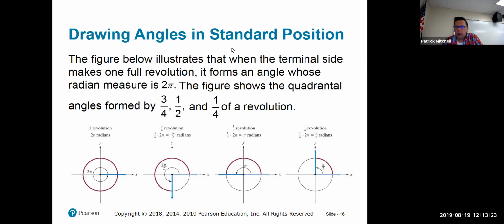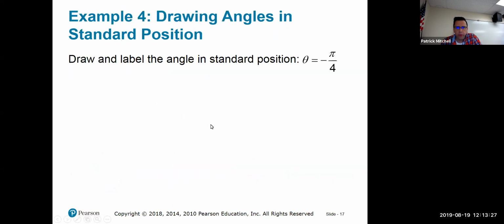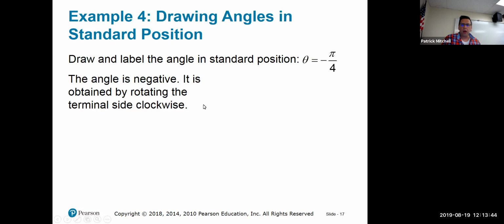Okay, all right, let's see. A few examples here. They want me to draw and label the angle theta equals negative pi over 4 in standard position. Remember, standard position means the initial side along the positive x-axis. This is a negative angle, which means we're going to rotate clockwise.